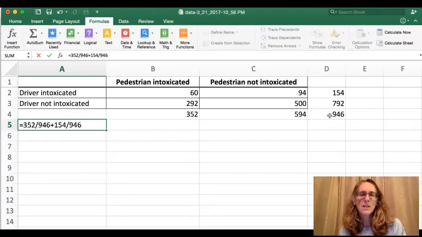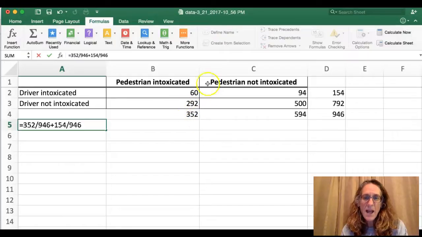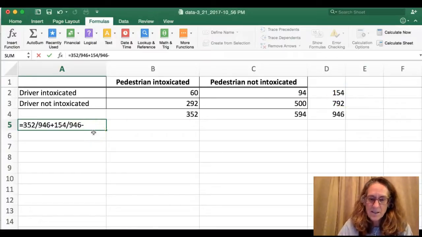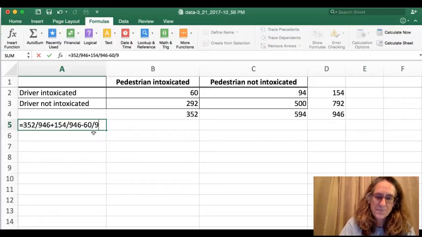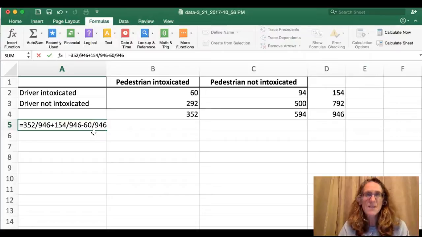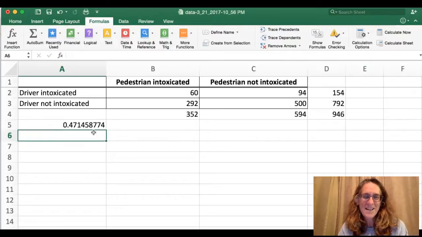But then here's where we need to realize that those events are not mutually exclusive, and these 60 cases here where they were both intoxicated just got counted twice, because that 60 is in that 352, and that 60 is in the 154. So what we need to do is subtract the 60 out of 946. And that gives us the probability that one or the other or both.